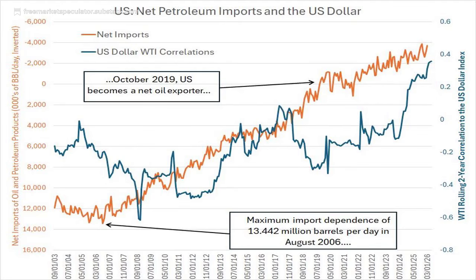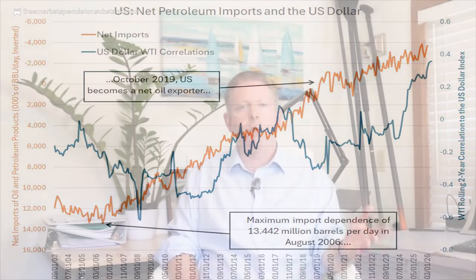US peak import dependence was August 2006, when the nation imported 13.442 million barrels per day of oil and petroleum products. That was, of course, before the shale boom, which for oil anyway, really kind of took off starting in roughly 2010. The most recent data we have is for March 2026, March of this year, when the US was a net exporter of a little over 3.7 million barrels of oil and petroleum products per day.